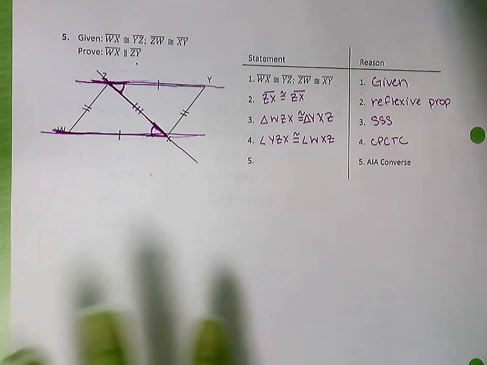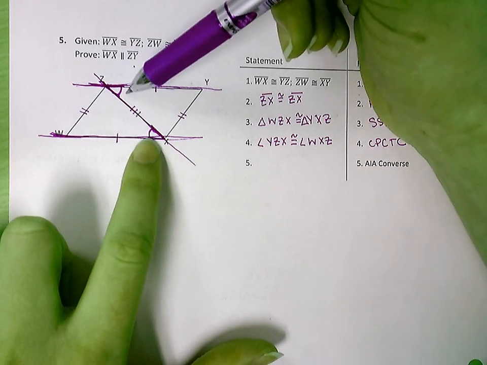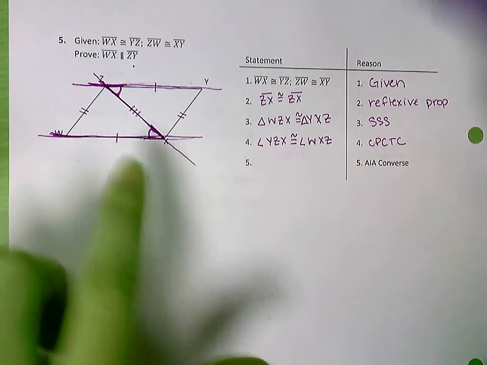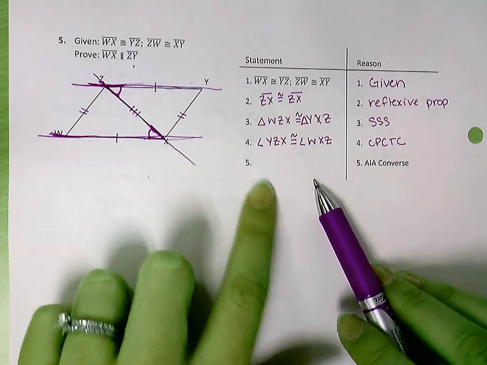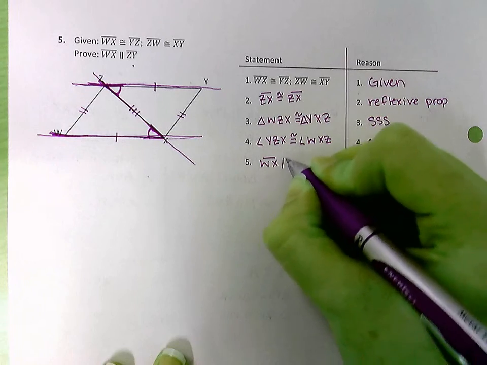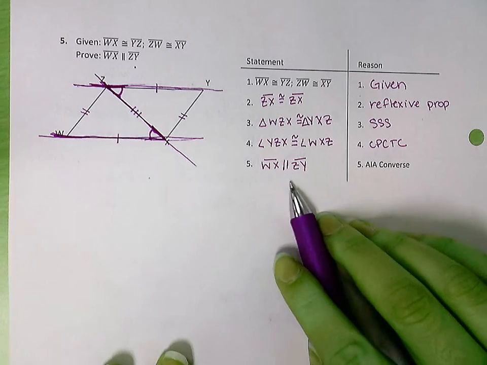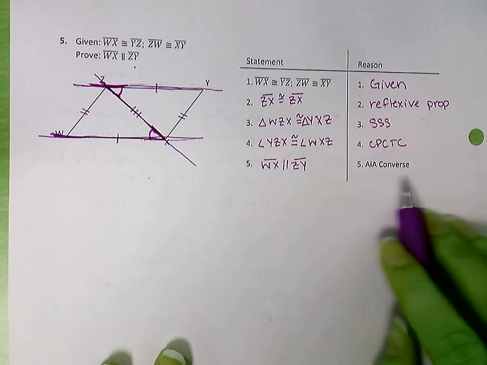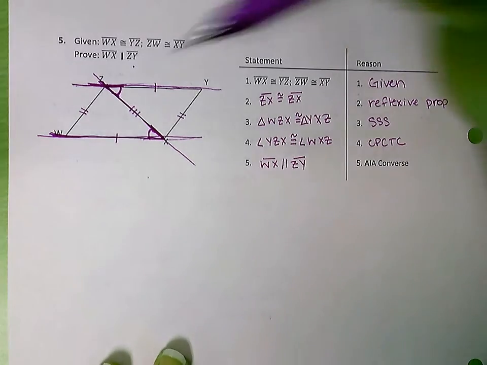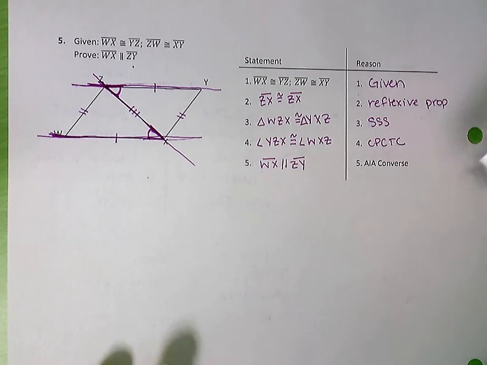Make sense? This is CPCTC because your corresponding angles have to be congruent before I can say lines are parallel. So my last one is WX parallel to ZY. And since I'm proving lines parallel, that's why I'm using a converse. Okay, so these were alternate interior angles. So by that converse, those lines would be parallel. Questions on the last one?